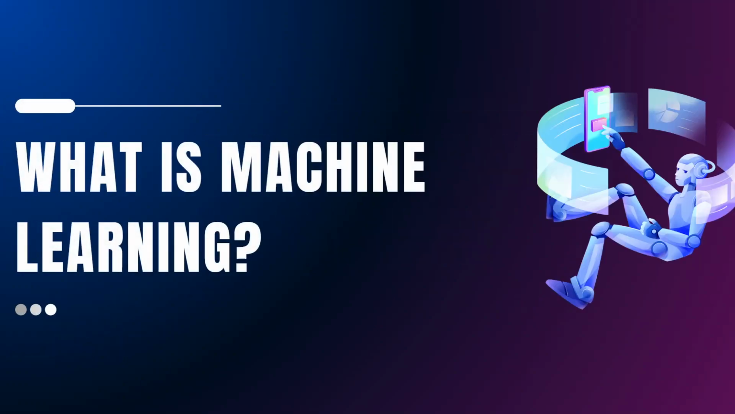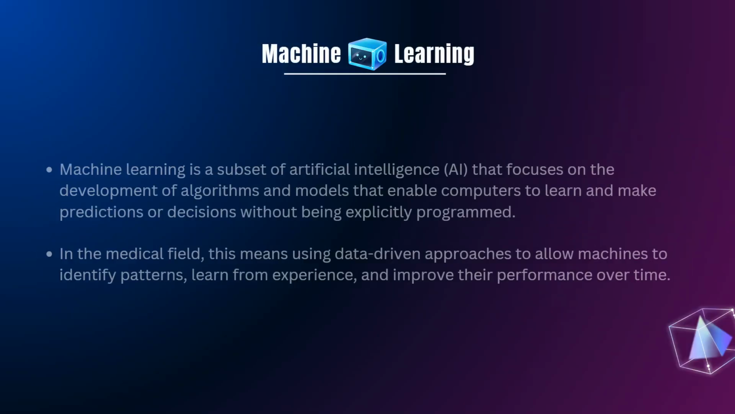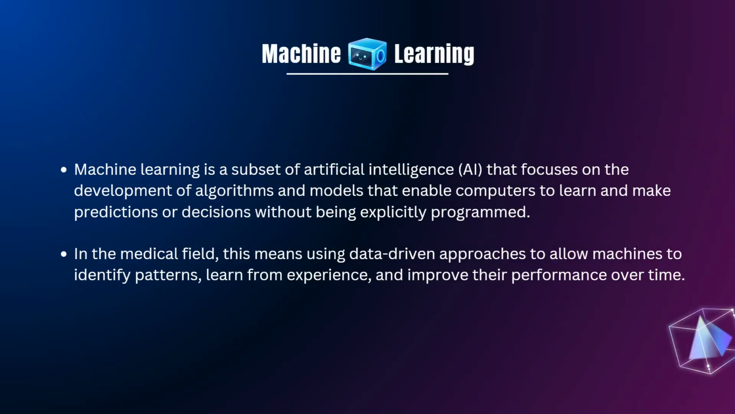In this video, we will learn about what is machine learning. So machine learning is a subset of artificial intelligence that focuses on development of algorithms and models that enable computers to learn and make predictions or decisions without being explicitly programmed. So we have talked about domains of artificial intelligence. Machine learning is one of them. Machine learning is a subset of artificial intelligence. It is not AI by itself. So what do you mean by without being explicitly programmed? Let's see one example.